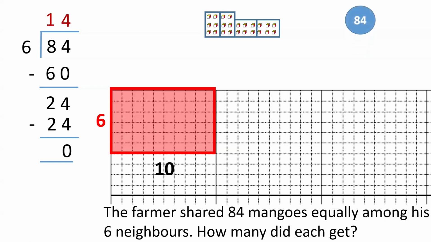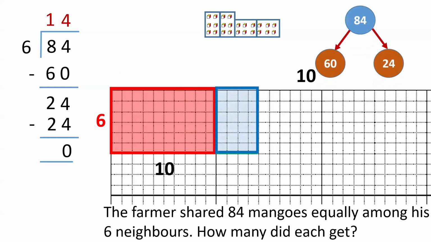And out of that 84, it means that we were able to separate and share up 60 of those. And we got 10 groups of 6 in that 60. What remains after 60 will be 24. So we can now say 6, 12, 18, and 24. So the width of that will be 4. Therefore, 10 and 4 is 14.